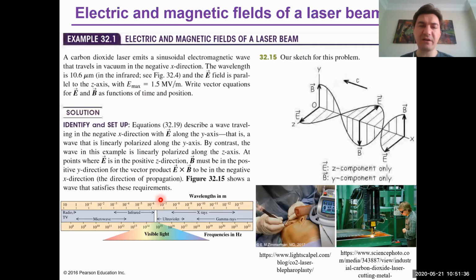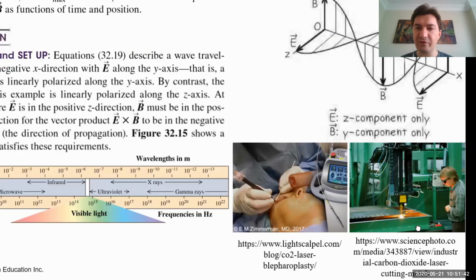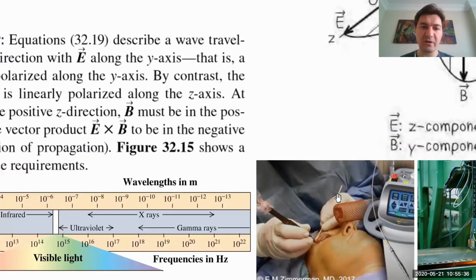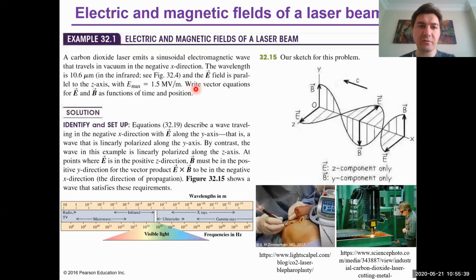So let me give you short information about carbon dioxide lasers. Here we have two applications. They are used in medicine for surgical applications, especially in plastic surgery, and also in industry to cut and weld metals. So the carbon dioxide lasers are widely used. So what was the question? Write the vector equations for E and B as functions of time and position for the carbon dioxide laser.